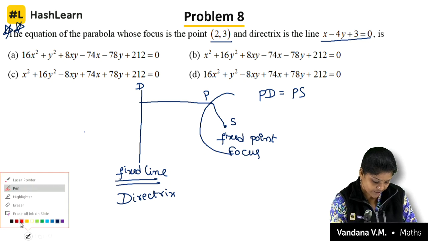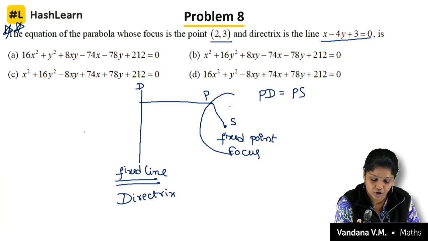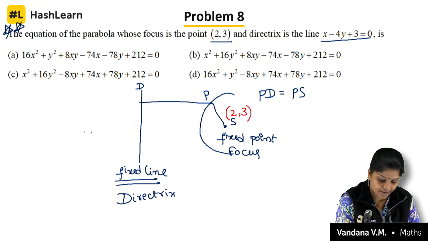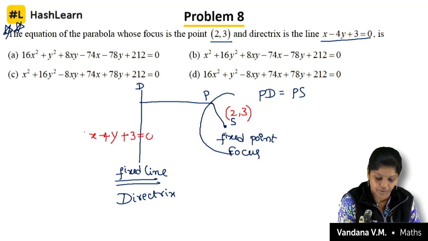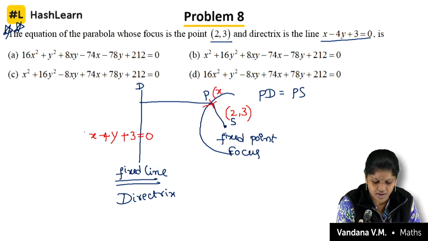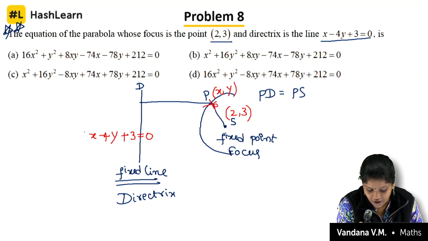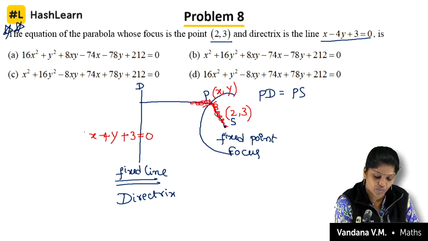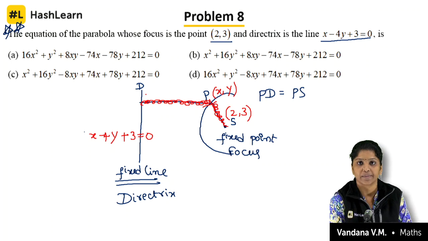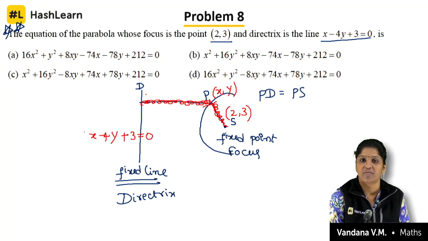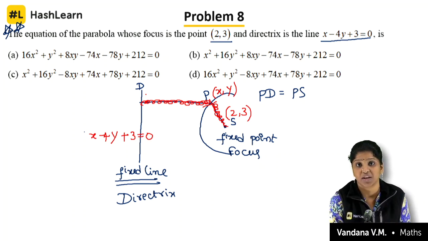Now, what is the given question? They gave the question as (2, 3) is the focus and the directrix is the line x minus 4y plus 3 is equal to 0. Now take any point on the parabola as an arbitrary point. From this what I understood, the distance from P to S must be equal to the distance from P to D. We know that from the definition. Whenever they are giving like this, this is the only way to find the equation.